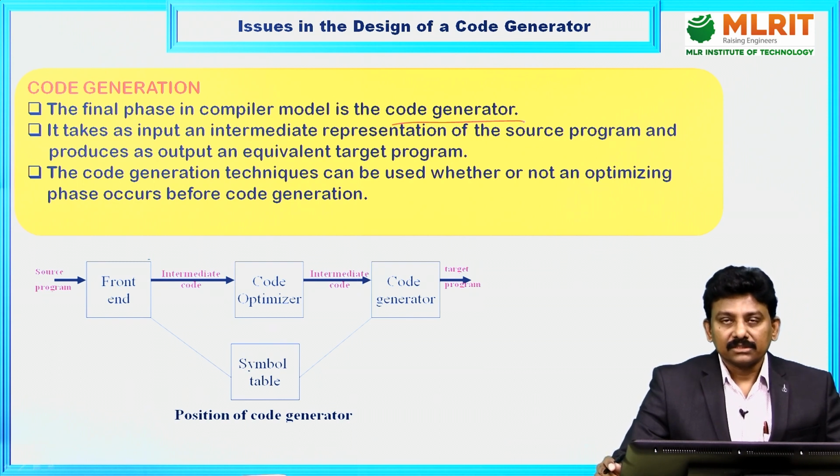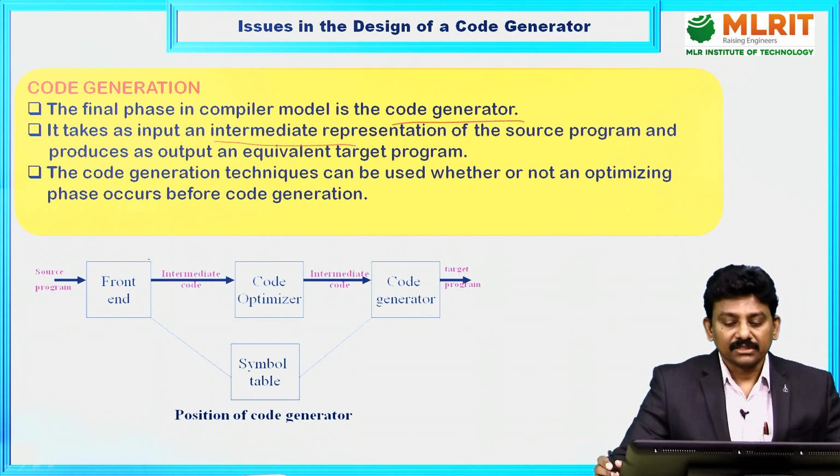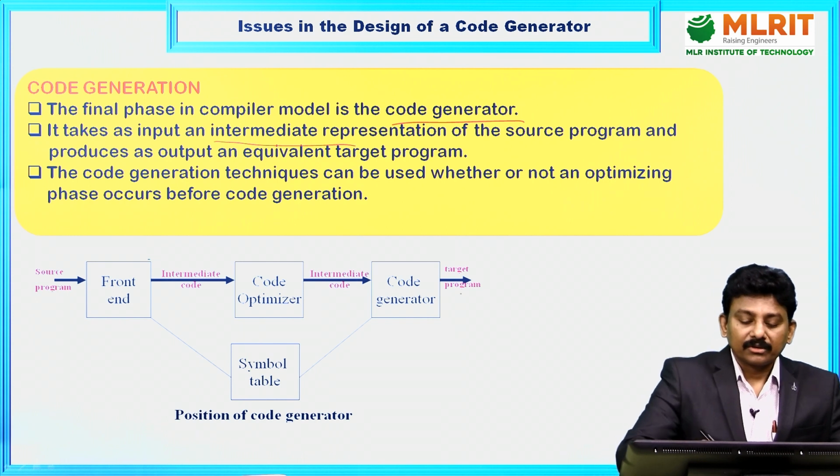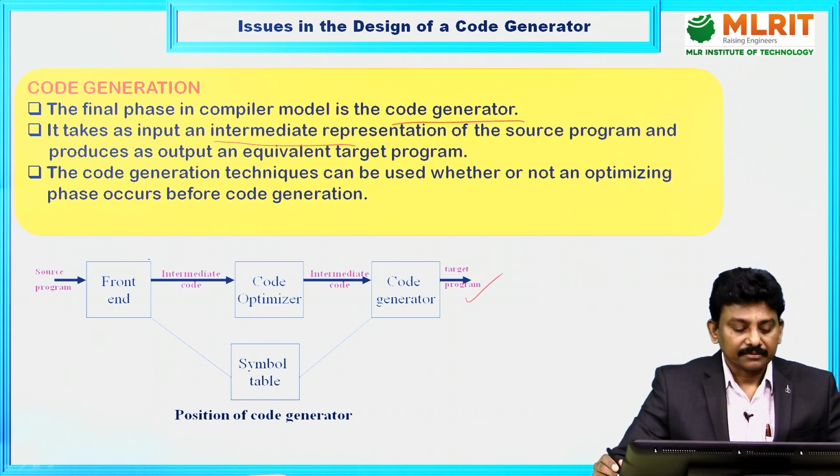We have total 6 phases: lexical analyzer, syntax analyzer, semantic analyzer, intermediate code generator, code optimizer and code generator. This is the last phase of the compiler. The input for code generator is the intermediate code, intermediate representation of the source program. The output is target program, that is machine code. Here, this diagram showing position of code generator.